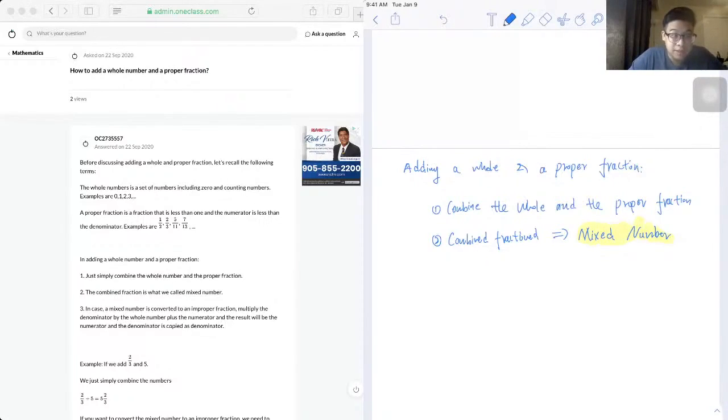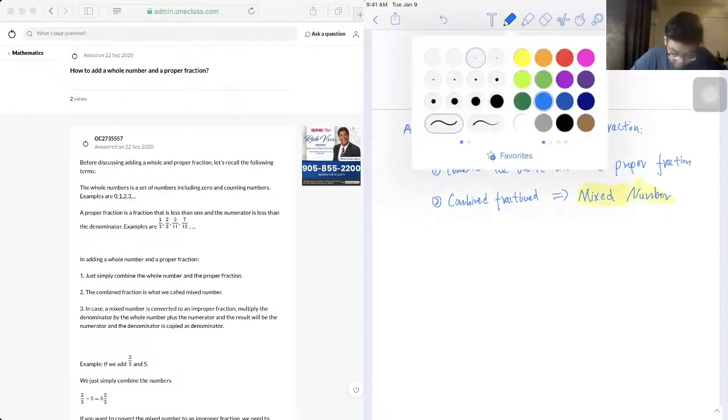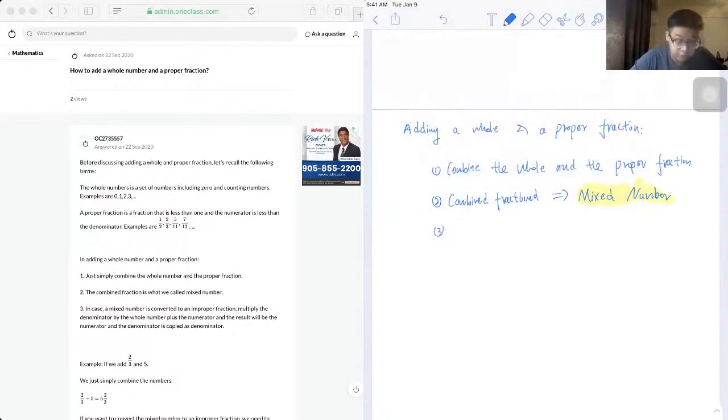So in case a mixed number is converted to an improper fraction, multiply the denominator by the whole number plus the numerator, and the result will be the numerator, and the denominator is copied as denominator. I'll write this sentence down first and then I'll use an example to explain.